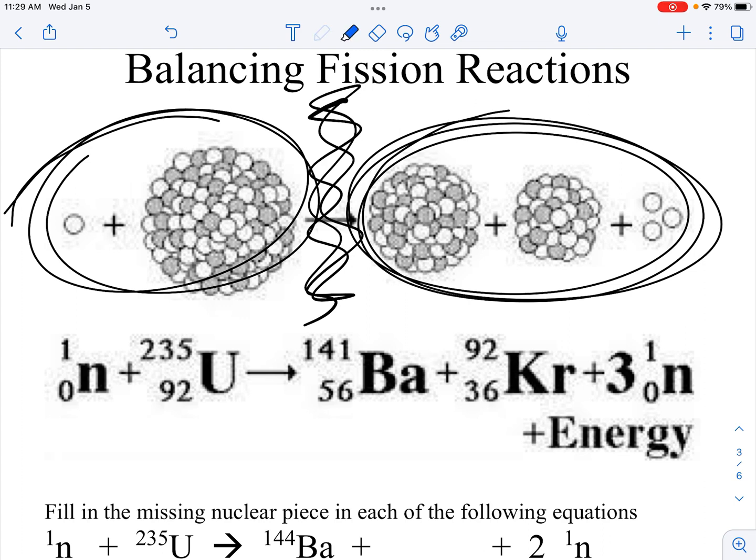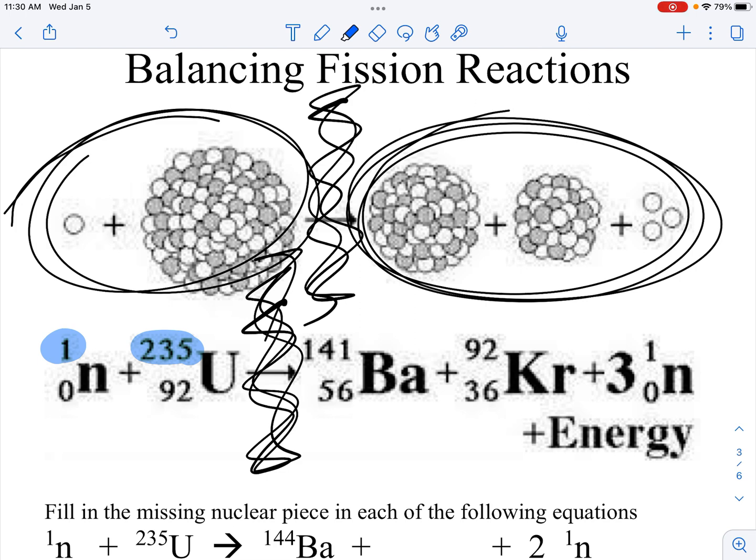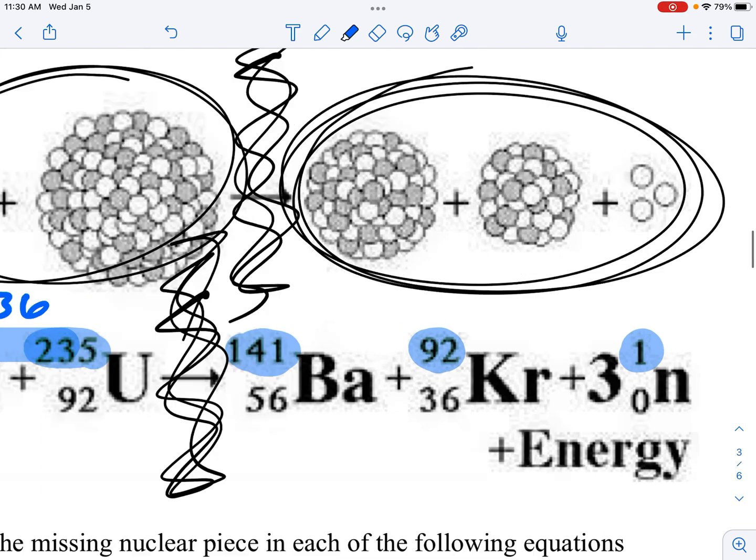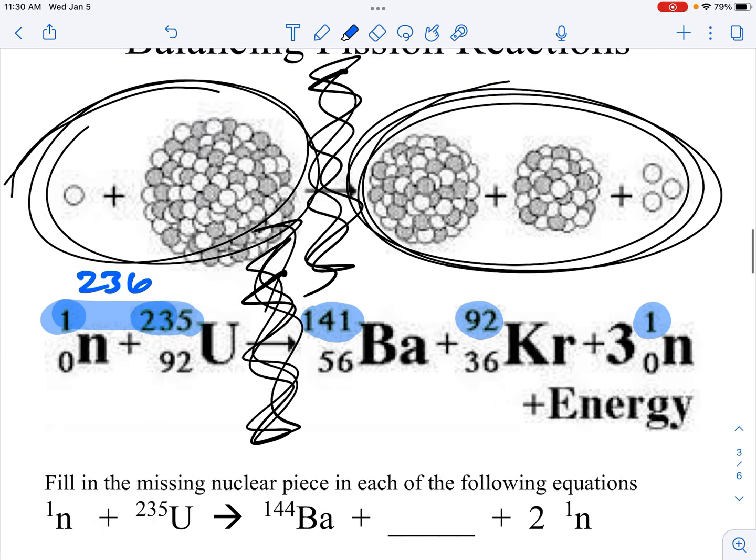So let's start over here. Let's split this in half. There's our left and right. And you'll notice that in this case, I've got a 1 and a 235. So if I add up a 1 and a 235, obviously that is 236 between those two that are there. If I then compare that to the numbers that are over here, here, here, and here, I should also get 236. Well, let's check it out. 141 and 92, that's 233. And then one more over here for this guy is 234, but that doesn't match.